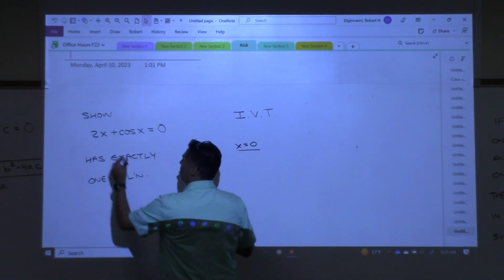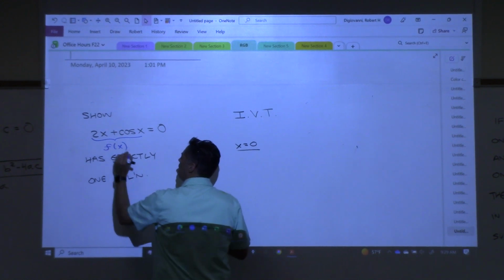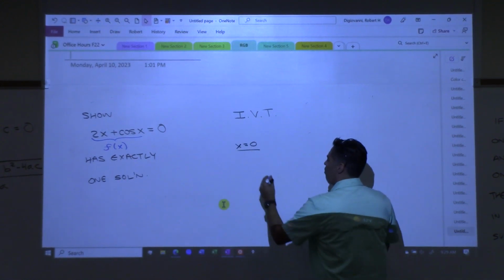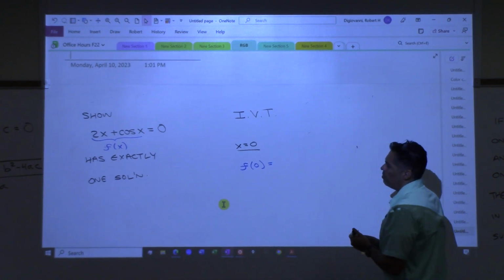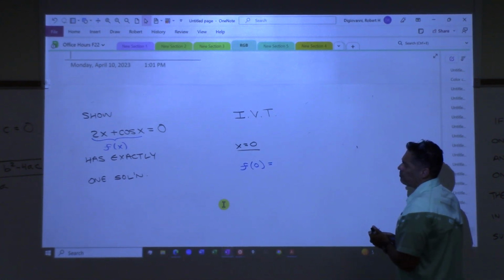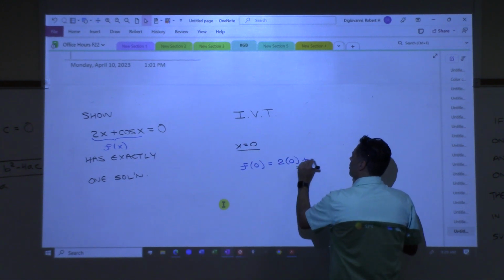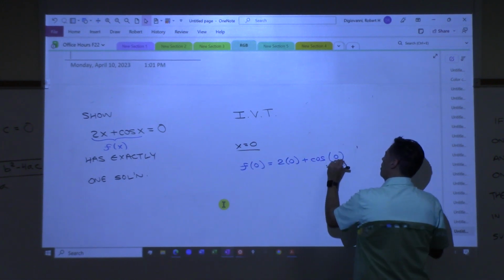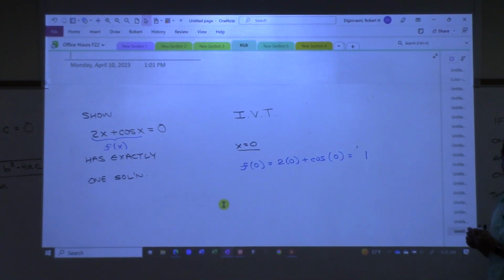Sorry, I should point this out. I'm going to look at the left side of this equation like a function. I'm going to call the left side f of x. So what would happen if I plug 0 into that function? What do I get? I get, so 2 times 0 plus cosine of 0. That would give me 0, and then cosine of 0 is 1. So I get 1, right? Yes?